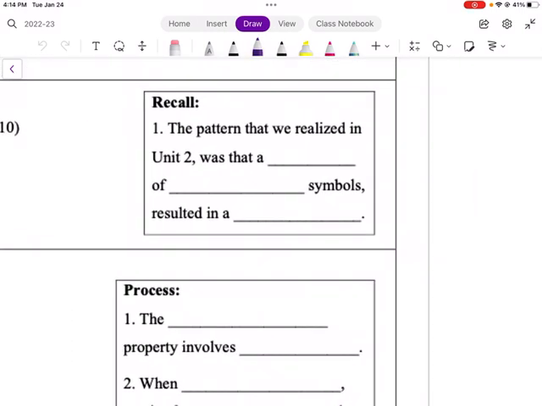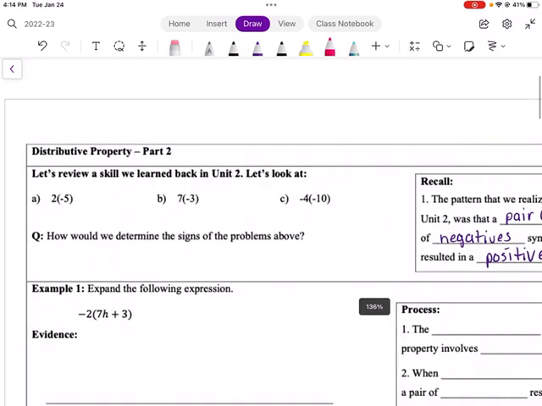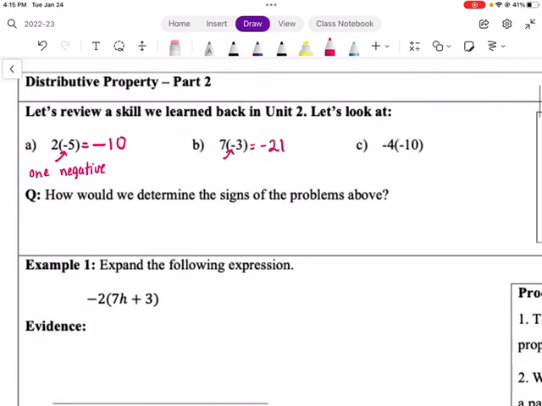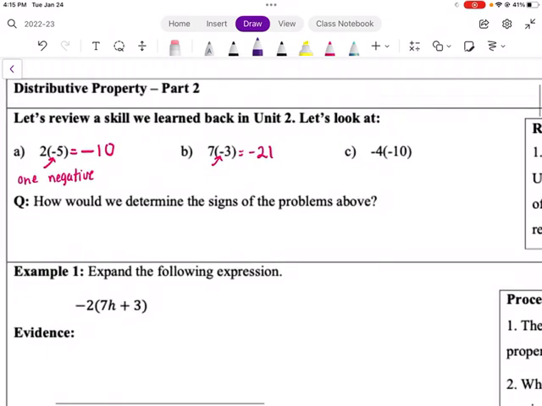The pattern we realized, make sure you're writing this down, is that a pair, which means two, every two negatives make it positive. So if we look here, pause the video if you need to. 2 times -5, there's only one negative, so that gives me -10. Same thing here. One negative, so it gives me -21. However, on here, if you noticed, there's two negatives. And if you remember, every two negatives make a positive. So that gives me positive 40.